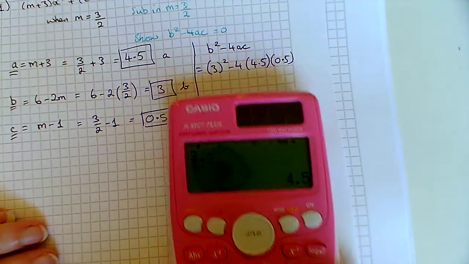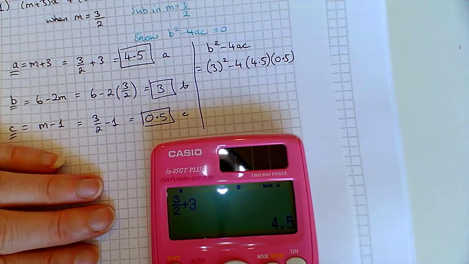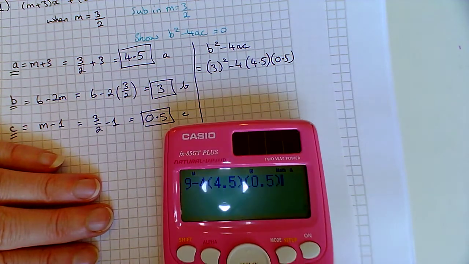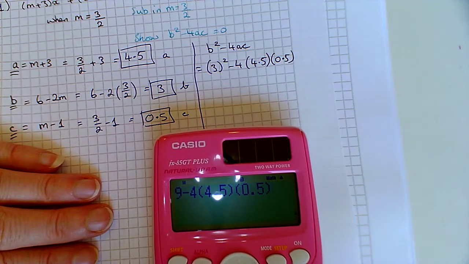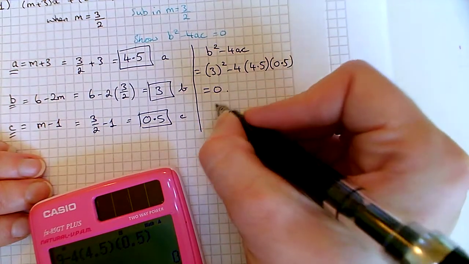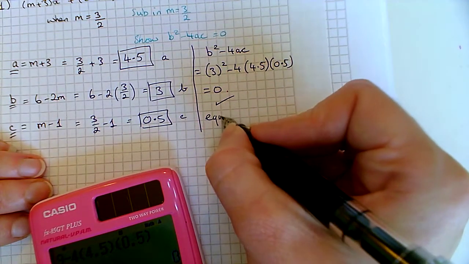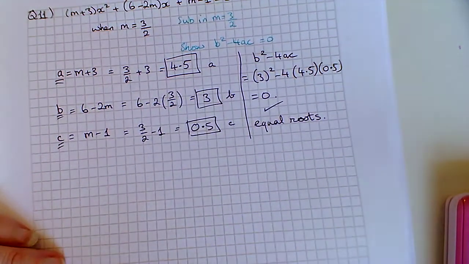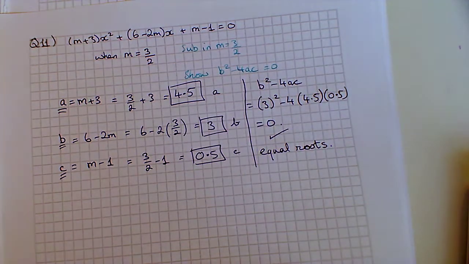You don't have to show your steps working it out or anything like that. So we have 3 squared, 9, minus 4 by 4.5 multiplied by 0.5. That's what we're typing into the calculator. Sorry, the light kind of reflects off this. And we get 0. So that's equal to 0. So therefore, equal roots. Don't even have to write full sentences in maths. That's all we have to write down. Okay, so if you got a bit confused about what that question was asking, hopefully it's clear now, and let me know if you still have any questions about it.